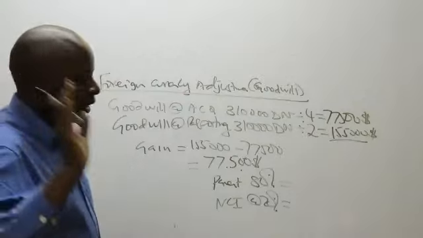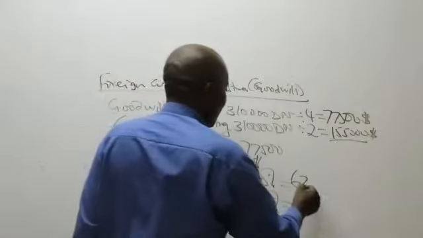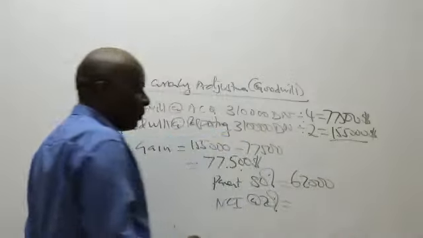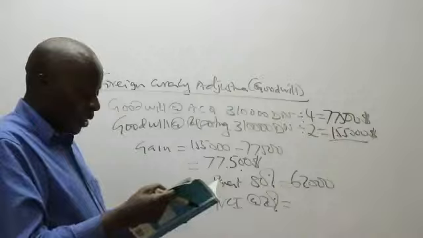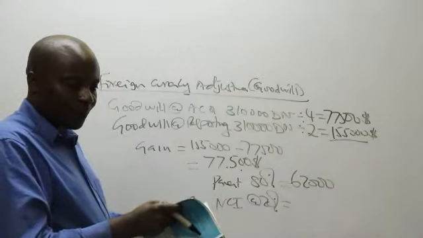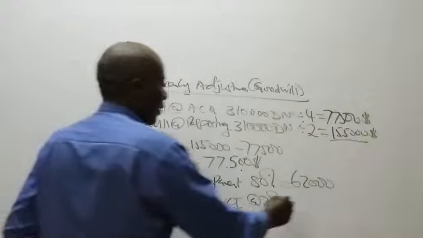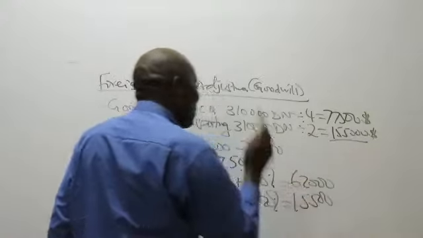Trust you me. Numero tells me it is 62,000. How about NCI? 15,500. Yeah.